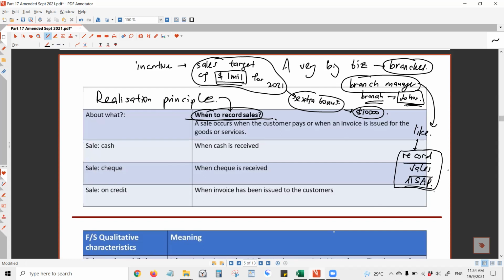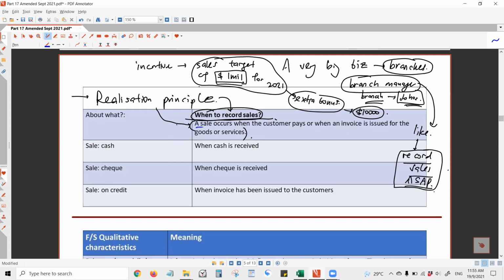So to prevent somebody from cheating, there's a rule here known as the realization principle. It tells you when exactly you should record sales and when exactly you should not record sales. Okay, let's see some examples. So here is the general meaning. If they ask you what is meant by realization principle, you give them this line as the answer. Let's read this together.